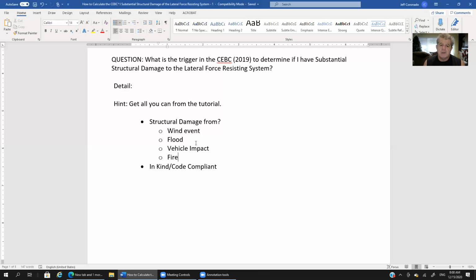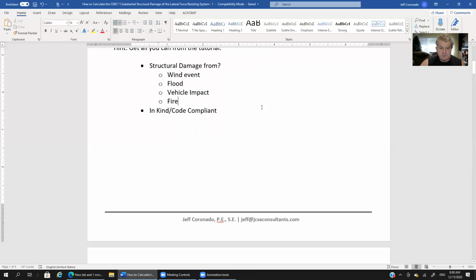And that's kind of like that paradox that we are always confronted with when there is damage to an existing structure. Do we replace in kind, or do we have to go code compliant?